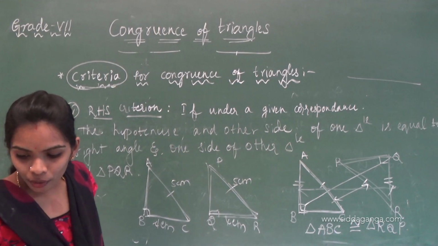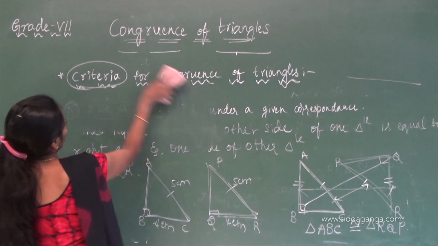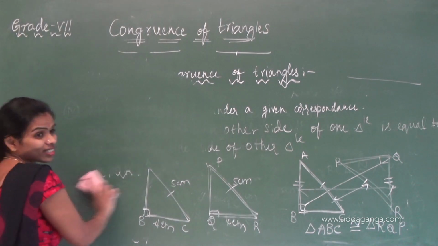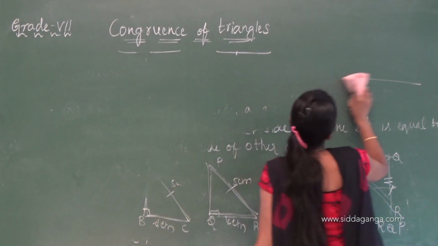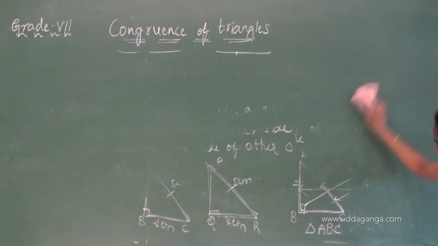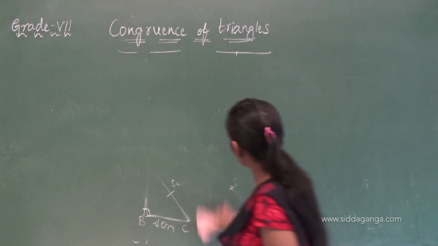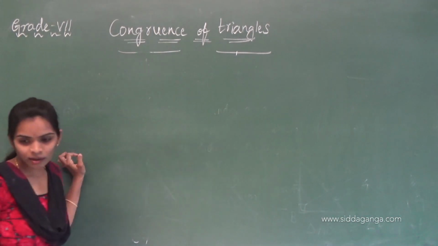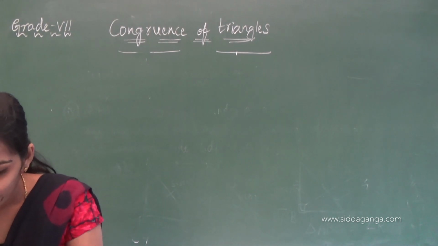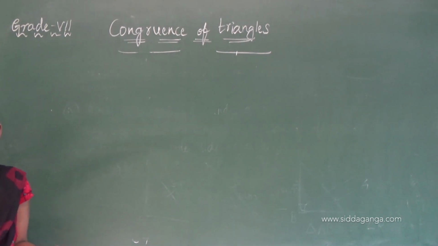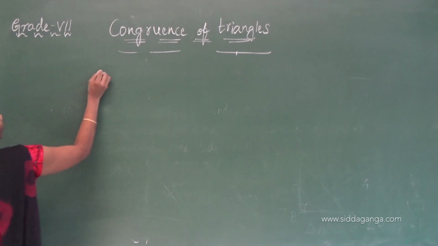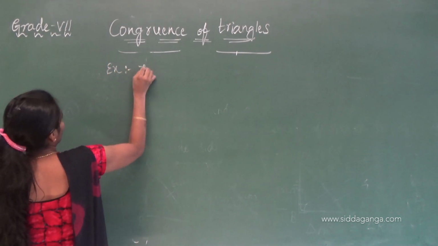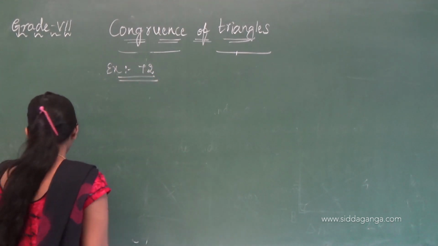Okay, now move on to the exercise 7.2. In exercise 7.2, I will tell the 2 problems. In the next class we will discuss the other problems. In this exercise we are checking whether the given triangles are congruent or not, like that only you have to check. Exercise 7.2. What is exercise 7.2?